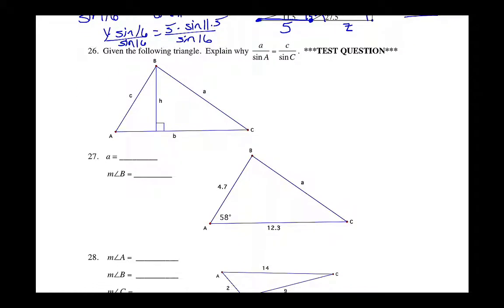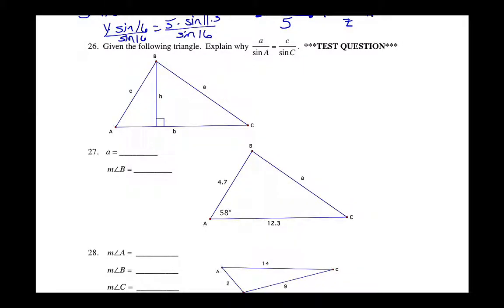Problem number 26. We explained this in class. I want you to be able to explain it at least a little bit in your own words. Explain why the law of sines works. So on this one, what I want you to understand is that everything revolves around h, the height of the triangle. For example, the sine of A is equal to h over c. But the sine of C is equal to h over a, the opposite over the hypotenuse.